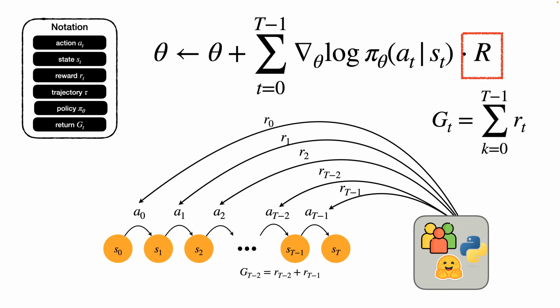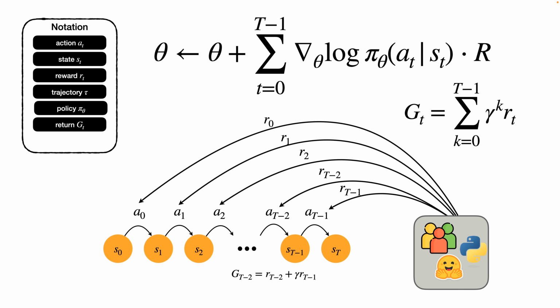For example, the return for action T minus 2 is the sum of the two rewards RT minus 2 plus RT minus 1. It's also common to add a discount factor gamma. This is a hyperparameter between 0 and 1 whose purpose is to exponentially reduce the impact of future rewards. So when calculating the return of one action, the longer ahead we look into the future, the less credit we take for rewards that are further away.